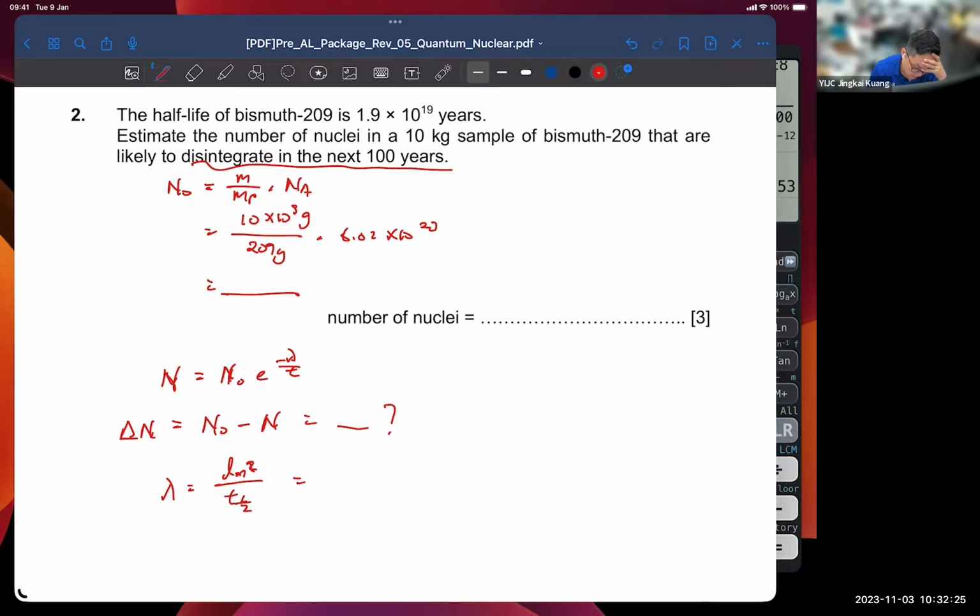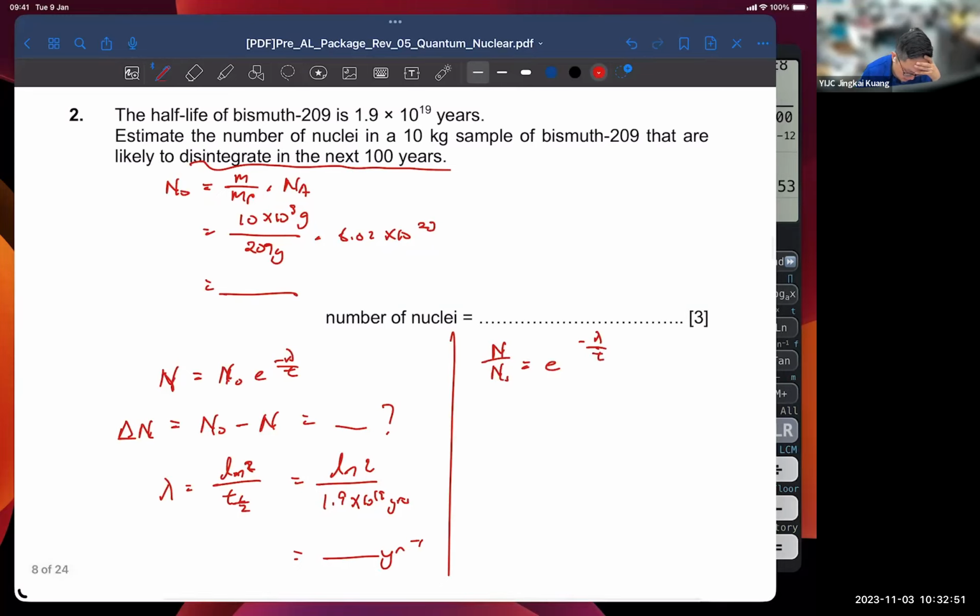So what's my half-life? Here, ln 2. The half-life I can keep in the unit, 1.9 times 10 power 19 years. Then the answer here will be in terms of per year. Once I have this, I sub here, right? So I find N over N naught is equals to e to the negative lambda t.